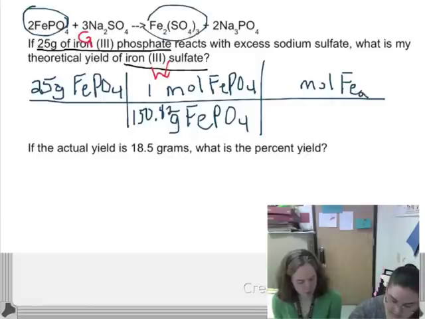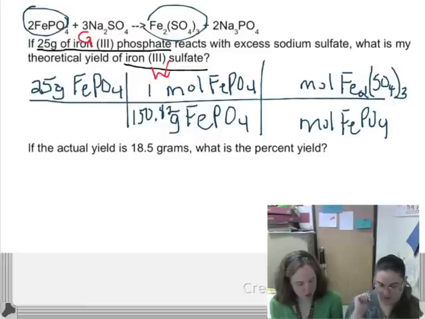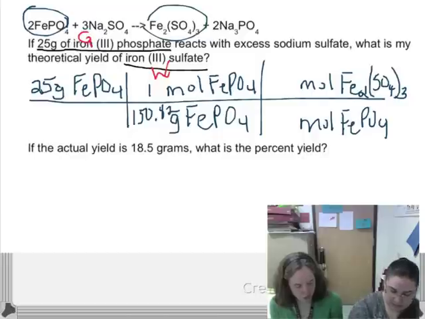Fe2(SO4)3. Anyways, get the idea. I'm going to run out of space. So it goes on top, and my moles of FePO4 go on the bottom because it's what I'm coming from. Then what's our coefficient for iron sulfate? There's nothing there, so it must be a 1, and iron phosphate is going to have a 2.